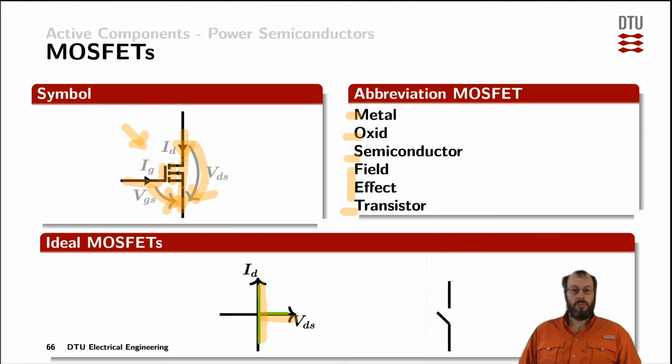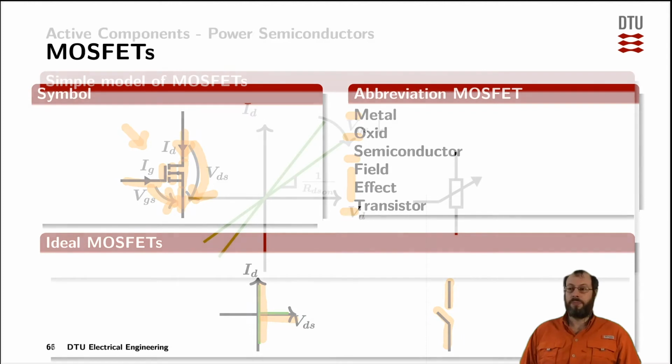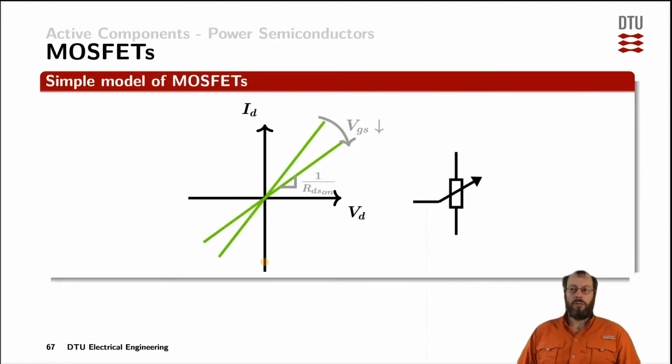A simple symbol to quickly represent a MOSFET in a circuit diagram or in a sketch is to use a simple switch. Now, the ideal MOSFET was operating only along the y-axis in both directions or blocking voltage along the x-axis, but never leaving the axes. That means you either have voltage or current, but never both at the same time. That means you don't have any losses in them.